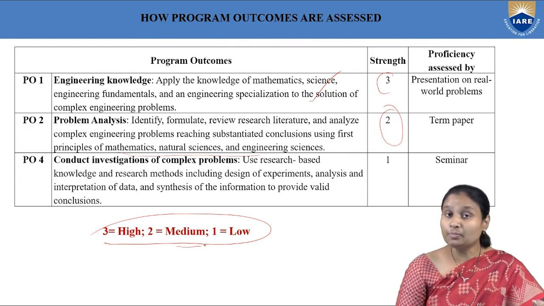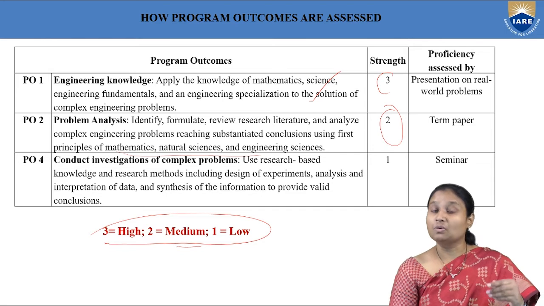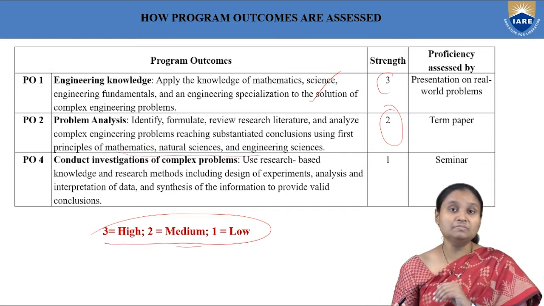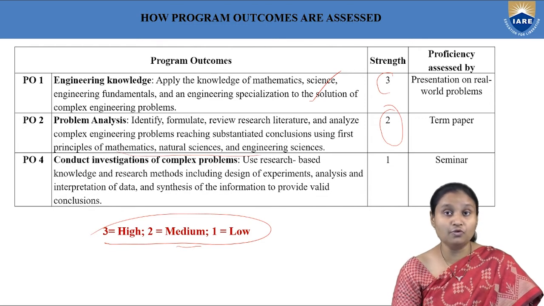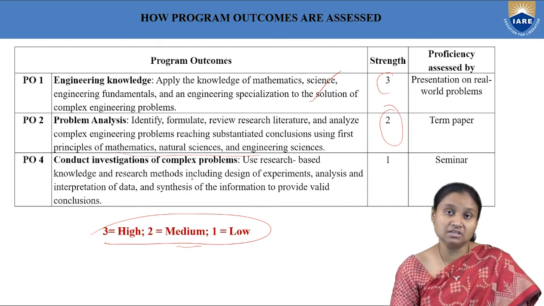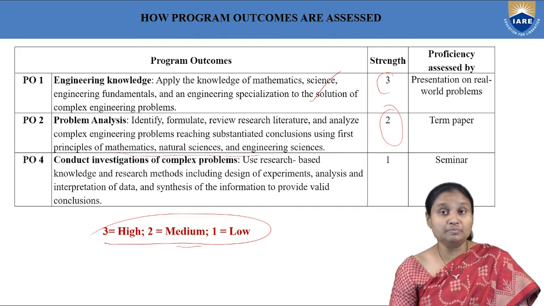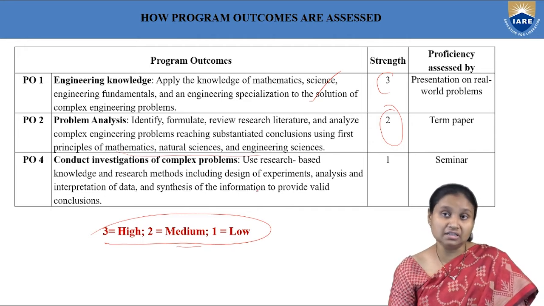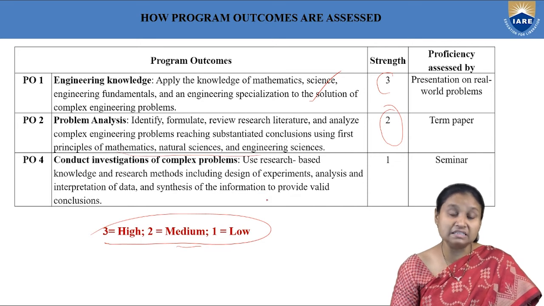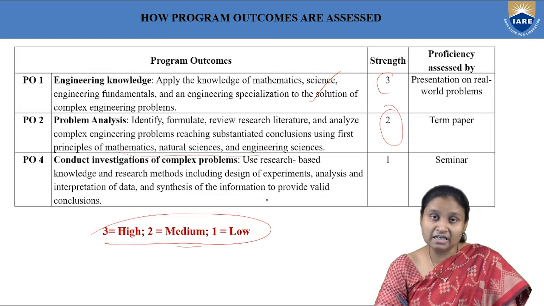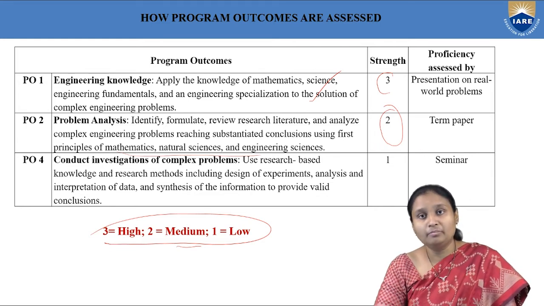And there is one more program technical outcome, which is also technical in nature, to which engineering physics course outcomes can be mapped as PO4, where we are going to conduct investigations of complex problems. Here, we are going to use research-based knowledge and research method, including design of experiments, analysis and interpretation of data, and synthesis of information to provide valid conclusions. And what is the strength of mapping? 1. So, low level of mapping.